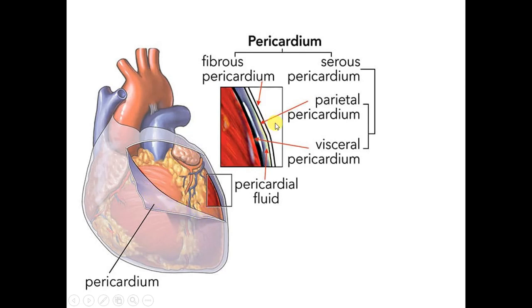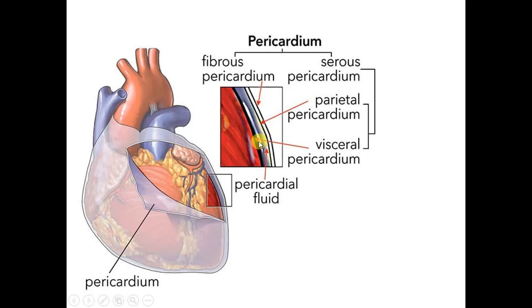When we enlarge it, we see that the pericardium is of two types. One is the fibrous pericardium, which is fibrous in nature. And within it is a layer of serous pericardium. Serous means that the fluid within the pericardial cavity will be produced by this layer, the serous pericardium.